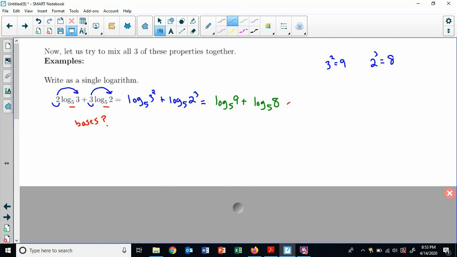So what does that mean? I can smush them into a single log base 5. And what do I do with these two inputs, 9 and 8? The rule says I multiply them. So there I go. I'm pretty much finished. Let's do the multiplication. So log base 5 of 72. Awesome. So that is definitely a lot more simple than what we began with, all that mess out there. Okay, try another one of these.